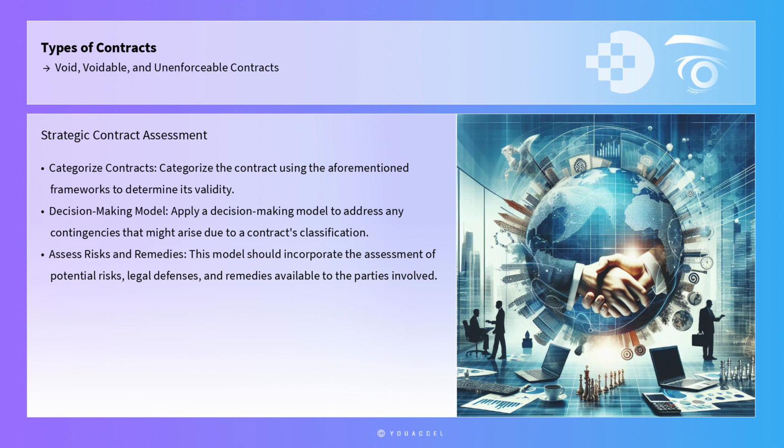When assessing contracts, it is crucial to employ a strategic approach. First, categorize the contract using the aforementioned frameworks to determine its validity. Next, apply a decision-making model to address any contingencies that might arise due to a contract's classification. This model should incorporate the assessment of potential risks, legal defenses, and remedies available to the parties involved. For example, if a contract is deemed voidable, the model should evaluate whether it is in the party's best interest to affirm or void the contract based on factors such as potential financial loss or reputational damage.